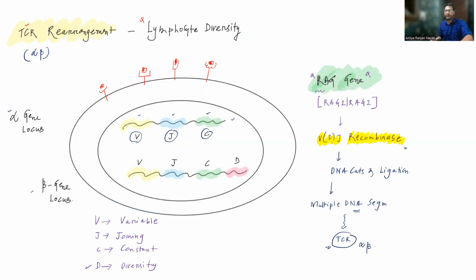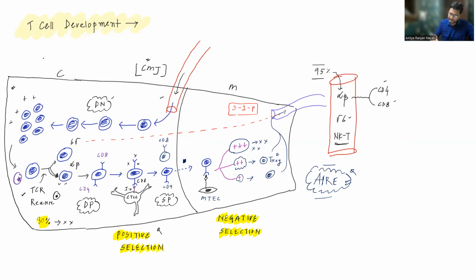One more point I will tell here is that CD4 T cells constitute around 60% of the alpha beta T cells in the circulation, and CD8 T cells constitute around 30%. So the number of CD4 T cells is twice that of CD8 T cells.